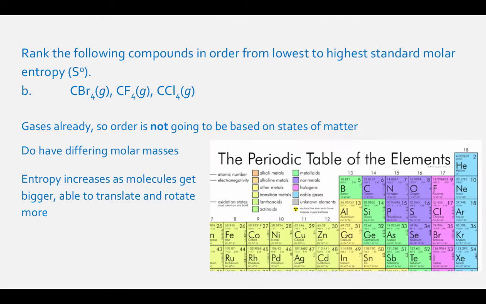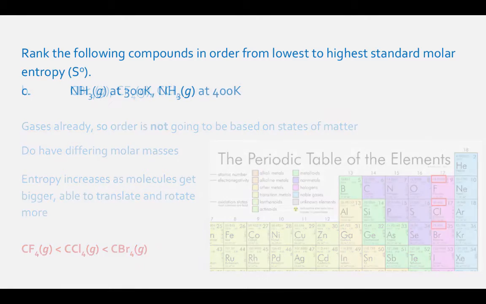On the periodic table, bromine has an atomic mass of 79.90, fluorine has an atomic mass of 18.99, and chlorine has an atomic mass of 35.45. All of these molecules have 4 of these different atoms and 1 carbon. So therefore, the order of these molecules is CF4 gas is less than CCl4 gas is less than CBr4 gas.